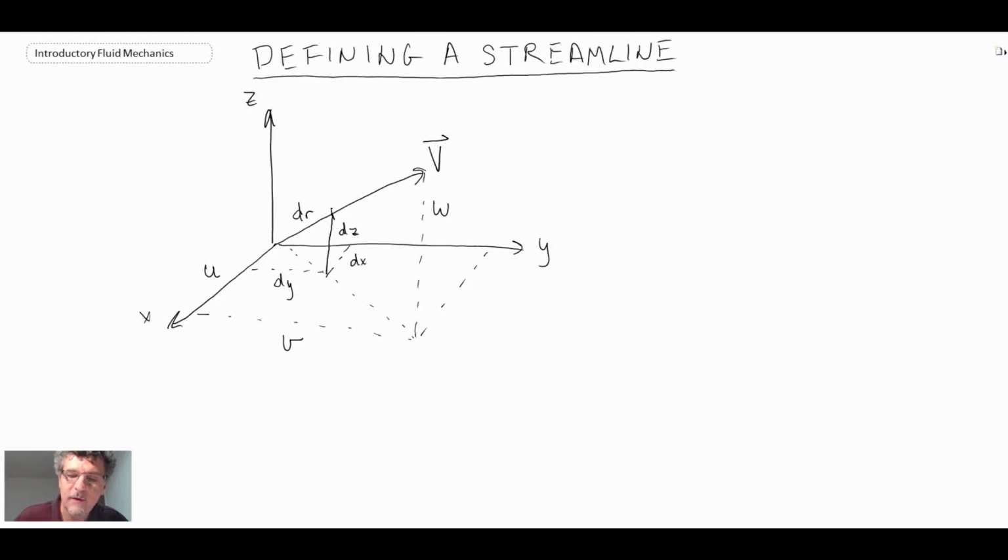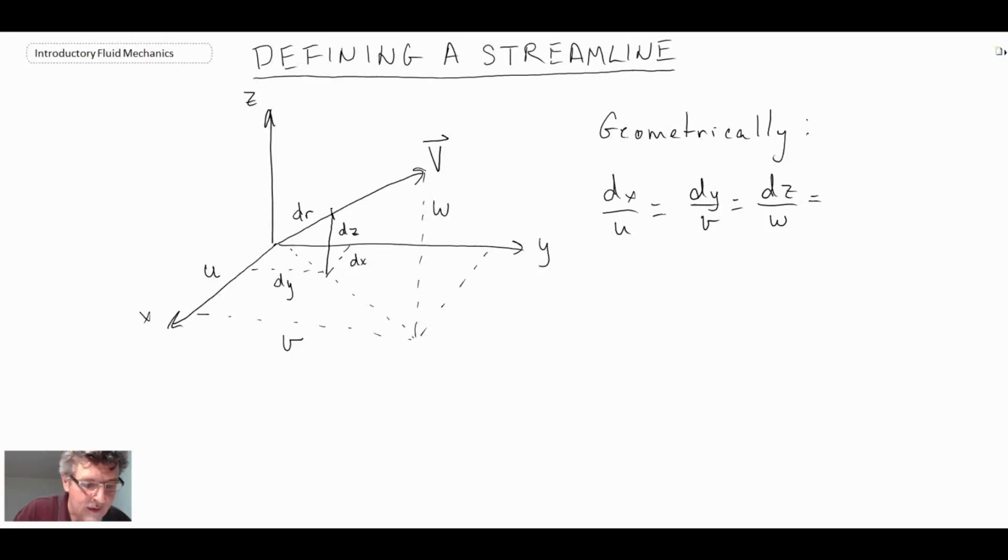When you look at a streamline, remember streamlines have to be tangential to the velocity vector. So geometrically, we can come up with the following equation that describes a streamline. We can say dx over u equals dy over v equals dz over w is equal to, in a generic sense, dr, some arbitrary location, divided by the magnitude of our velocity vector. That gives us a geometric representation and an equation that we can use to look at a streamline.